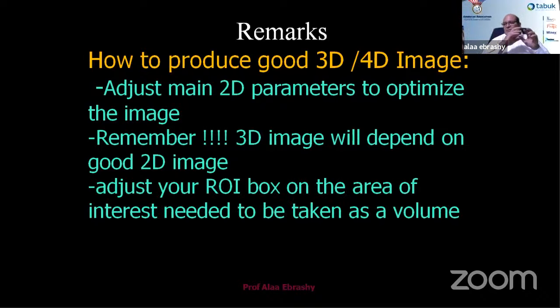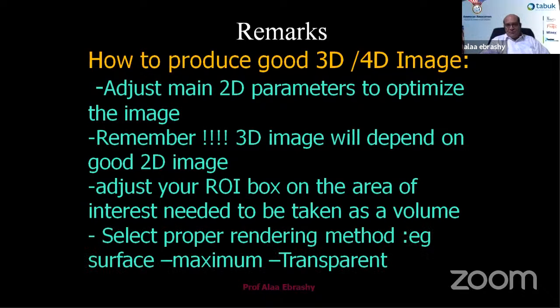What is the region of interest box? The region of interest is the box that you put and then you make acquisition of the volume. So this box should be adjusted on the area of interest. If you want to see the face, you don't put the area of interest on the whole baby. You don't put it on half of the face. So the area of interest, which is the ROI box, should be adjusted to take the volume perfectly. And this volume you should see by your own eyes. The 2D is a perfect image in order to produce a perfect 3D image.